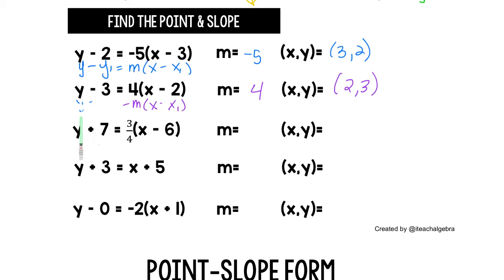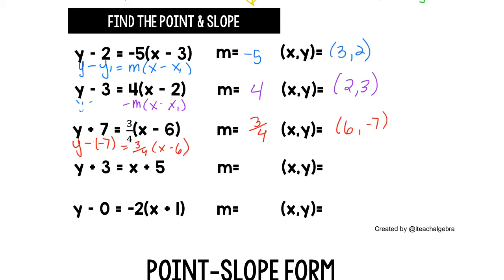So we have y minus y1. Well, I'm going to have to rewrite this as y minus -7 because we don't have a minus, we have a plus. And that equals 3/4 times x minus 6. So now our slope is 3/4. The x value is 6, and the y value is -7. And we can see that because I split apart the positive and made it 2 negatives.